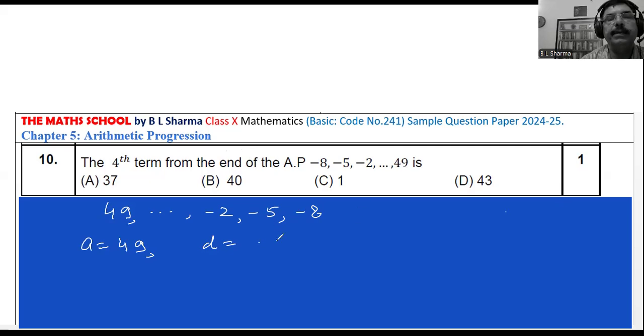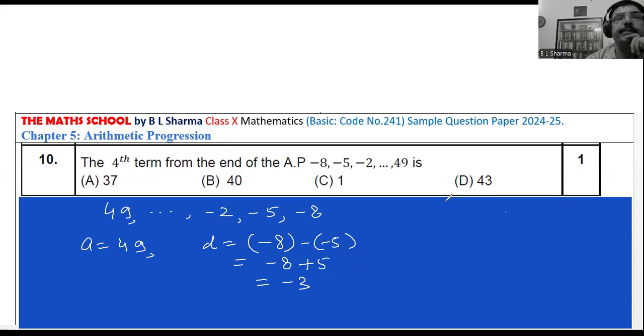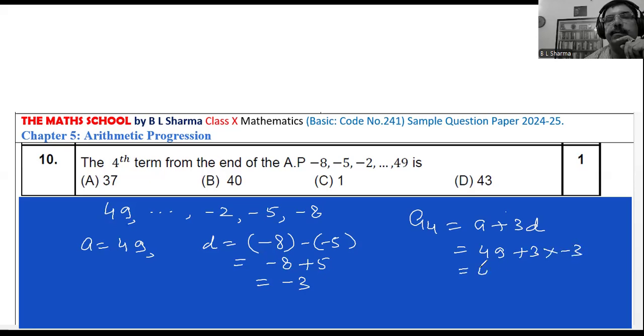So the difference is -5 minus -8, that is -5 plus 8... sorry, the difference is -8 minus -5, -8 plus 5, that is -3. Now we need the fourth term. So the fourth term is A plus 3D. What is A? 49. 3 into -3. 49 minus 9. That is 40. Answer. Therefore B is the correct option.